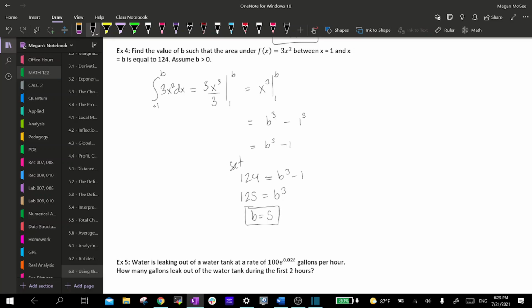All right, and we can go ahead and check with a calculator that this is indeed true. So if we take the integral from 1 up to 5, which is what we just determined the value for b is, of 3x squared dx, and you plug this into your calculator, you will indeed find that the answer is 124. So we found the correct b value.